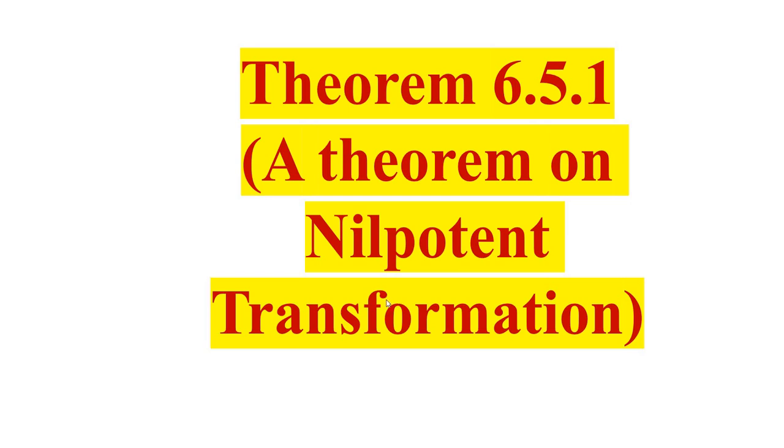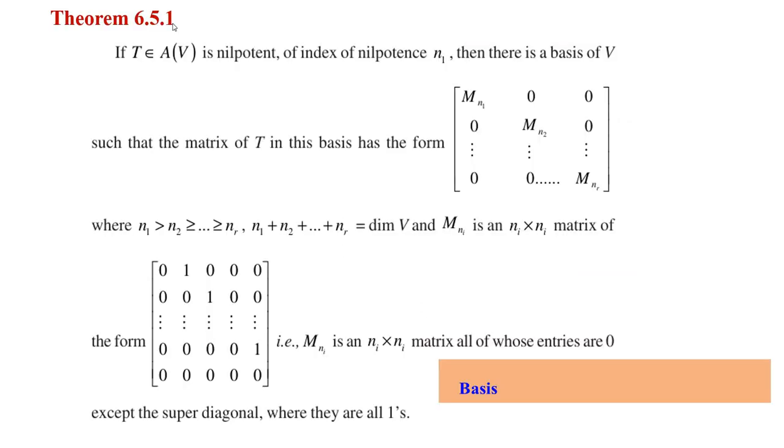In this video, we'll have the proof of Theorem 6.5.1, which is a basic theorem on nilpotent transformations. The statement goes like this: if T is nilpotent with index of nilpotence n1, then there is a basis of V in which the matrix of T takes this form, where each M_ni is a matrix of order ni cross ni with superdiagonal entries 1 and 0 elsewhere.